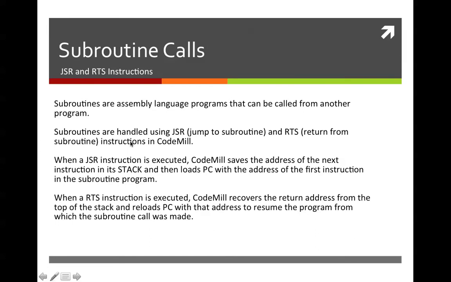And so I'd like to say that when a jump to subroutine instruction is executed, CodeMill saves the address of the next instruction in its stack and then loads the PC with the address of the first instruction in the subroutine program. Coming back, when an RTS instruction is executed, CodeMill recovers the return address from the top of the stack, because that's where it was stored, and reloads the PC with that address to resume the program from which the subroutine call was made. Just after that subroutine call, there's an instruction, and that's where CodeMill returns.